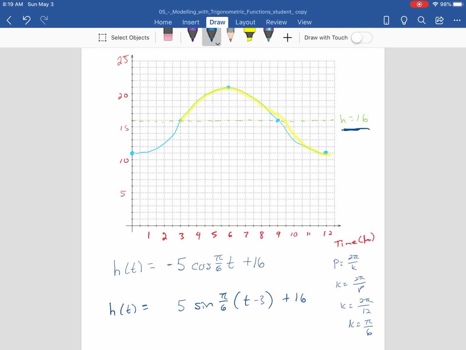Okay, so find that cycle that you want, the opening cycle of sine. And the opening cycle of sine starts in the middle on its way up.